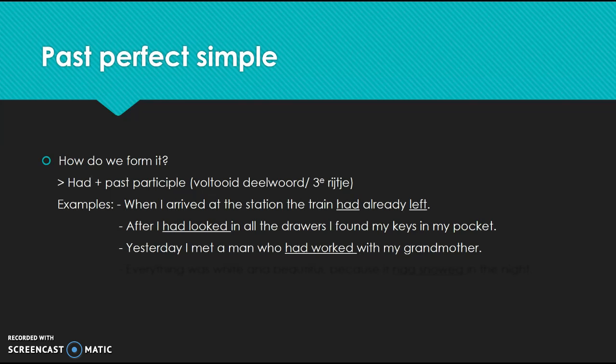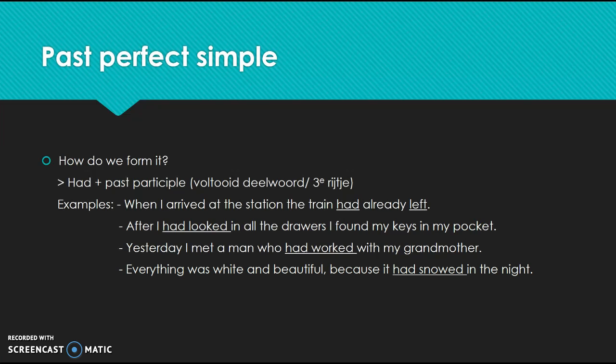Third example. Yesterday I met a man who had worked with my grandmother. Which action happens first? The man working with your grandmother, so that needs to be past perfect simple. You meeting the man afterwards needs to be past simple, so met. For your final example, everything was white and beautiful because it had snowed in the night. First it snows, which needs to be past perfect simple. Then it is all white and beautiful, so you use the past simple, which in this case is was.